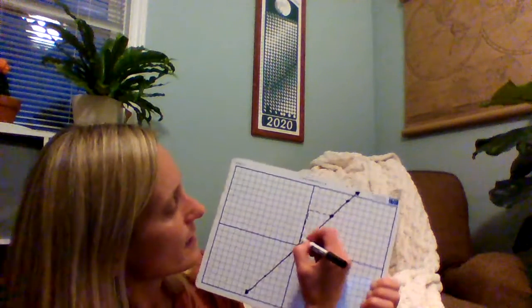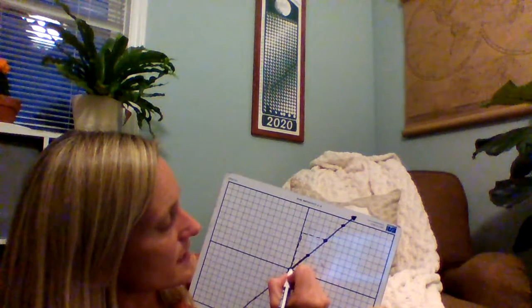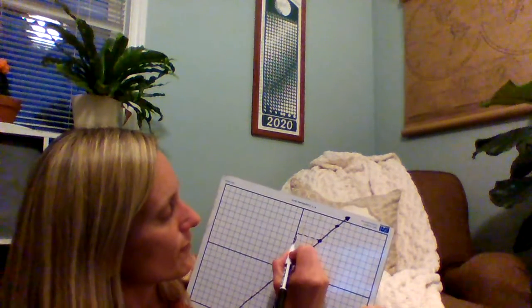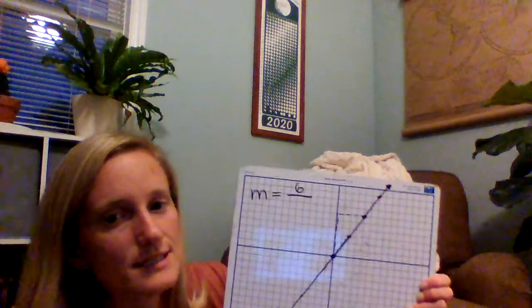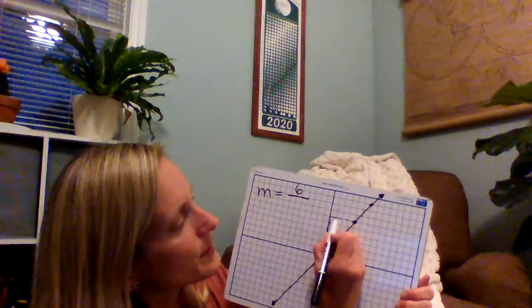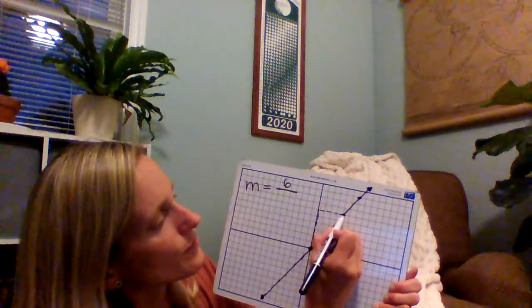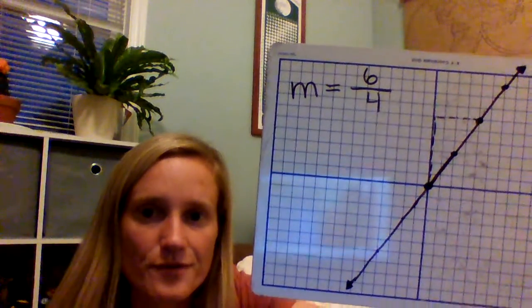So if I count how many squares I had to go up to get from this point to that point, I would see that I went up 1, 2, 3, 4, 5, 6. So m is equal to 6. Okay, that's my rise. My run, how many I went over, is 1, 2, 3, 4. So I went up 6 and over 4.